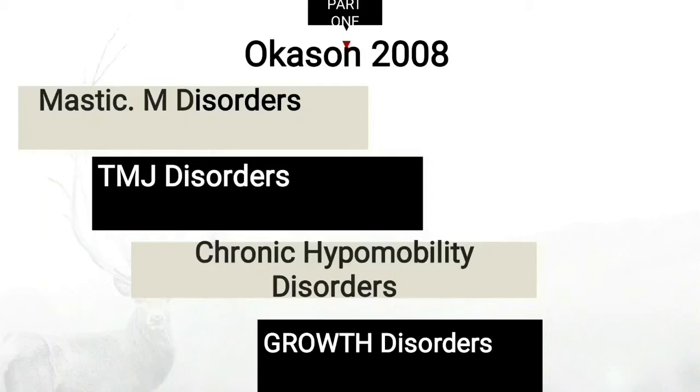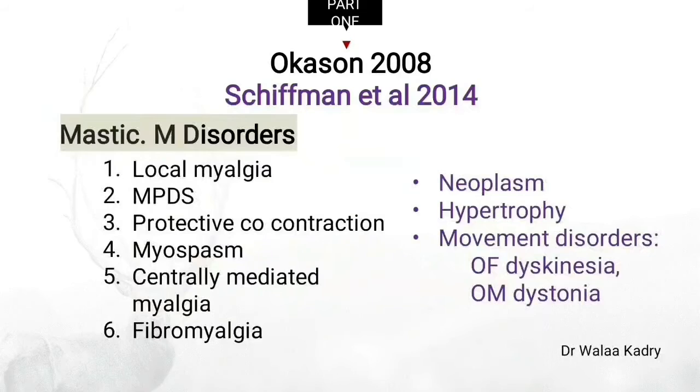Okeson 2008 introduced a classification of TMDs into masticatory muscle disorders, TMJ disorders, chronic mandibular hypomobility disorders, and growth disorders. This classification was updated later by Schiffman et al. 2014 into different categories. Schiffman et al. added neoplasm, hypertrophy, and movement disorders like orofacial dyskinesia and oromandibular dystonia to the masticatory muscle disorders.